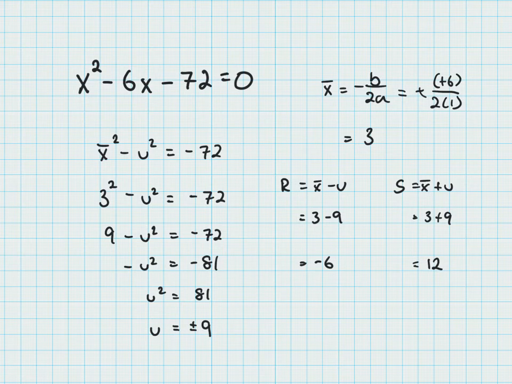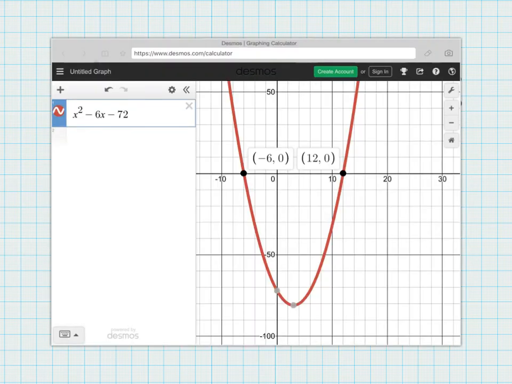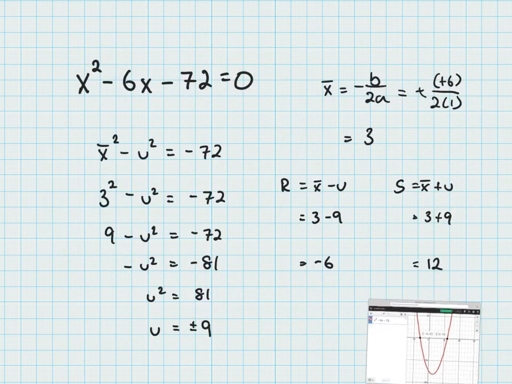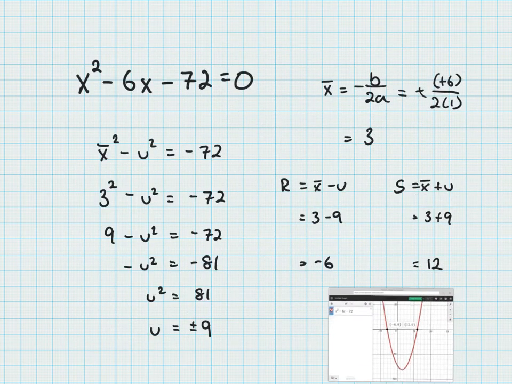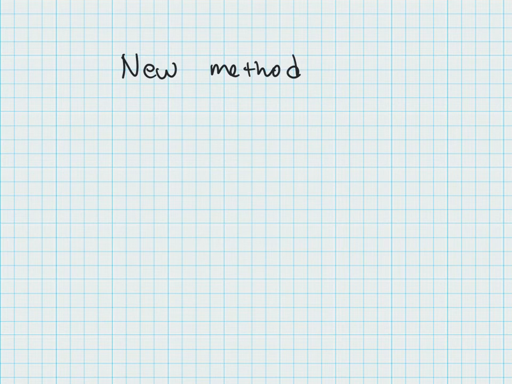Now let's check with graphing. So let's check our graph here. Here we have our function, and here we have -6 and positive 12. And there we go. So let's review our new method to solve quadratics.